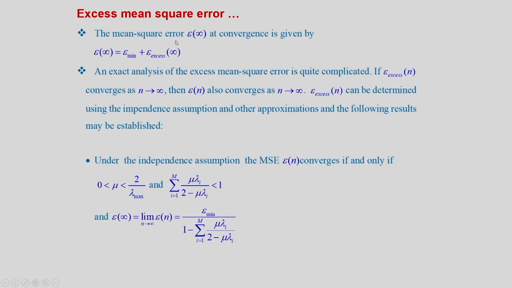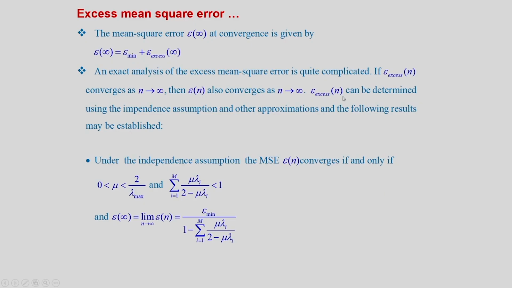The mean square error at convergence, epsilon infinity, that is the mean square error as n tends to infinity, is equal to epsilon min, the mean square error corresponding to the Wiener filter, plus epsilon excess infinity. This is the excess mean square error. An exact analysis of the excess mean square error is quite complicated. If the excess mean square error converges as n tends to infinity, then epsilon n will also converge, because if this part converges, this part will also be converging.